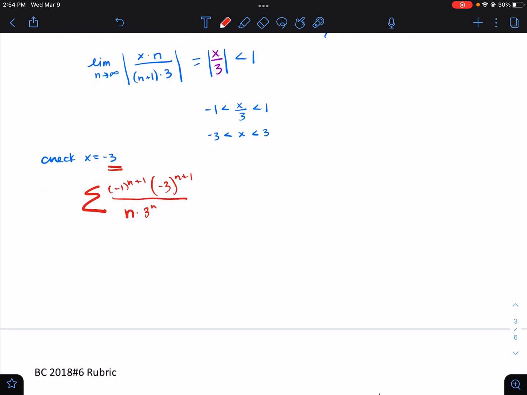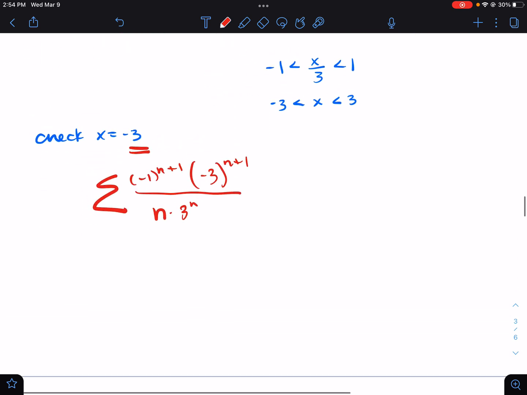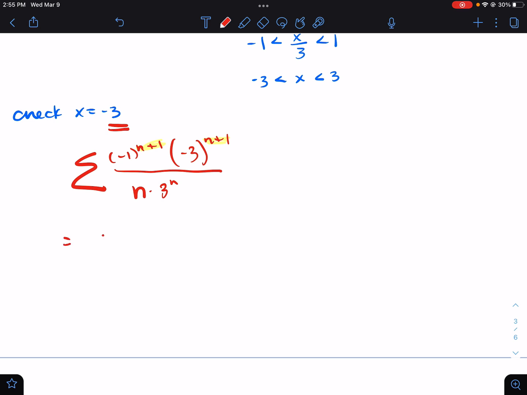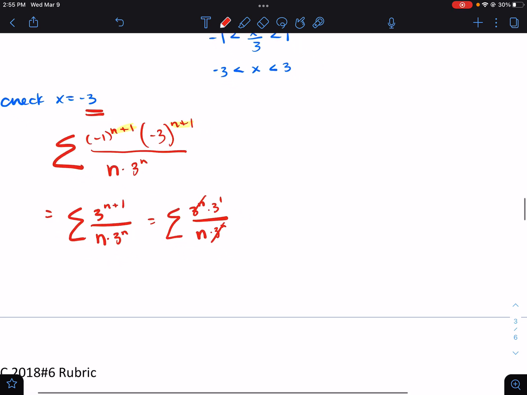n. So as I simplify, I want to simplify before I use a test. Both of these are being raised to the same power, so I can multiply the -1 and the -3. If I multiply those together, this series would give me a +3 to the n plus 1. It's being divided by n times 3 to the n, which I can reduce because really that numerator is 3 to the n times 3 to the first. So the 3 to the n can cancel. So this series is equivalent to 3 over n.